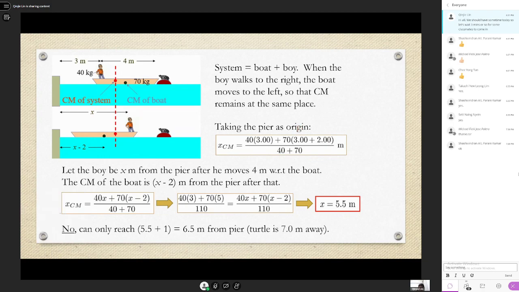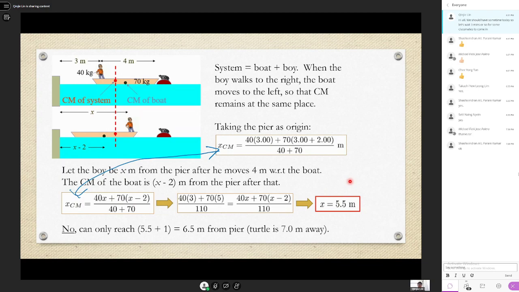that means this xcm, if you substitute and equate them together, you will only need to solve for one thing, which is the x. Then you will find that x equals 5.5. So he is now at 5.5 meters from the pier. Actually, this is the main thing to calculate: the new center of mass, the center of mass of the boy, which is where he is.